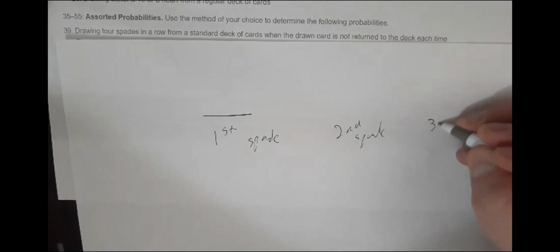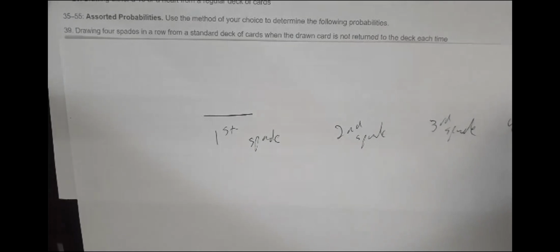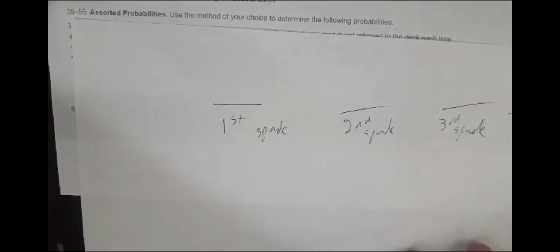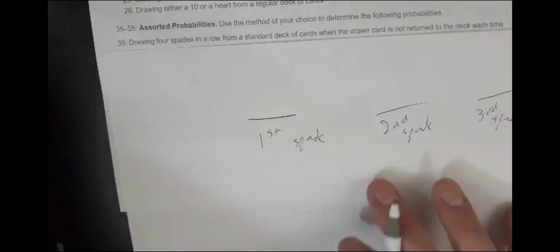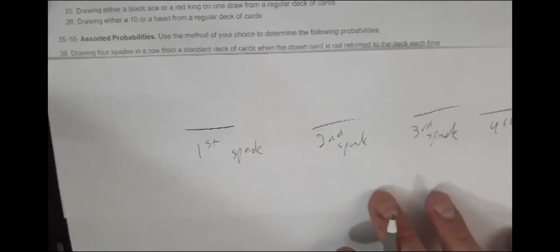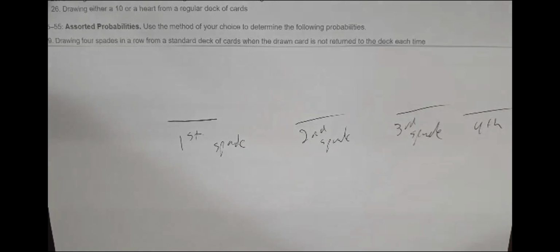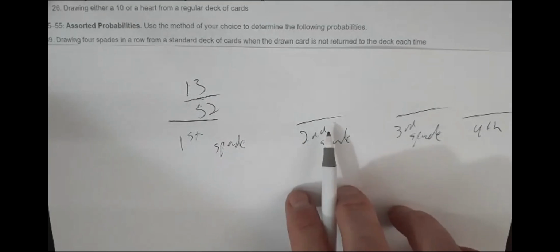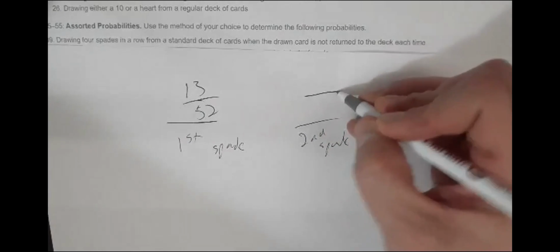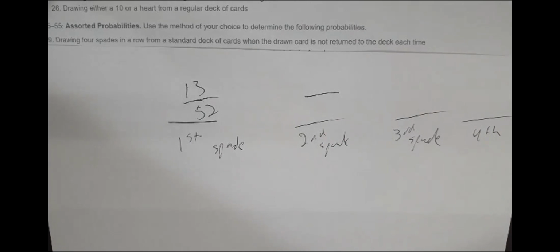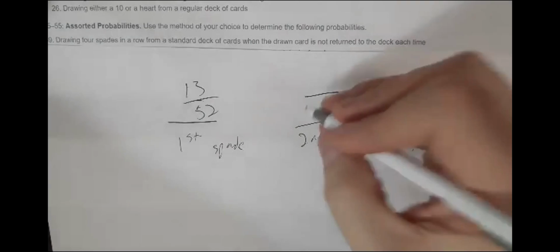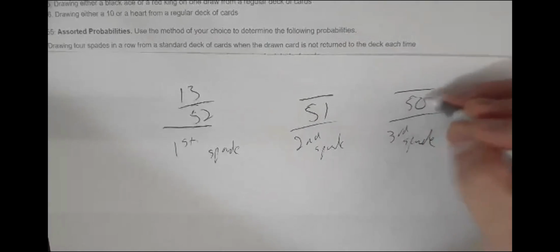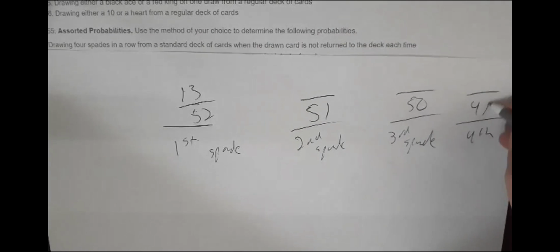So we're drawing 4 spades. What's the probability of drawing the first spade? 13 out of 52. And then what would be my probability of drawing a second spade? If I don't replace the card, how many cards do I have in the deck now? 51. Yes, I'm going down a card each time. I'm picking out a card: 51, 50, and 49.